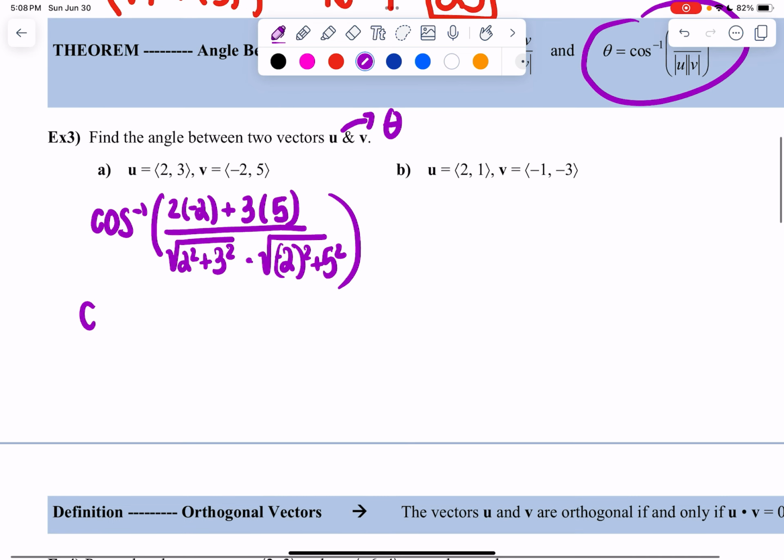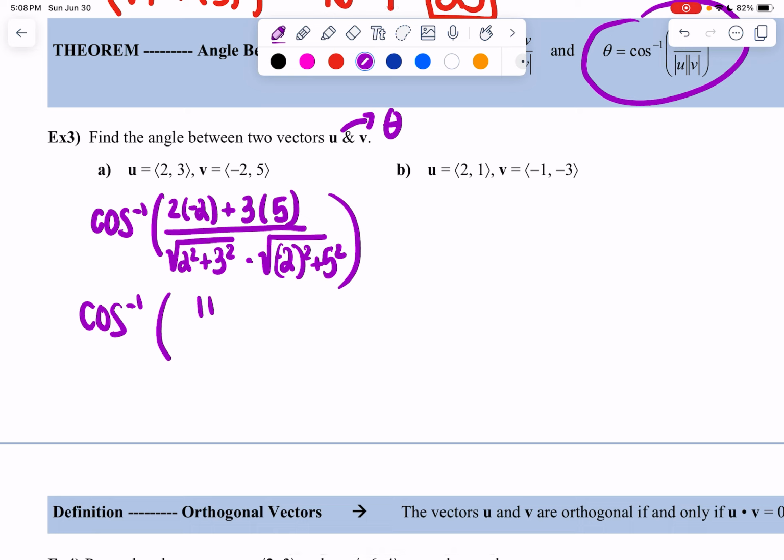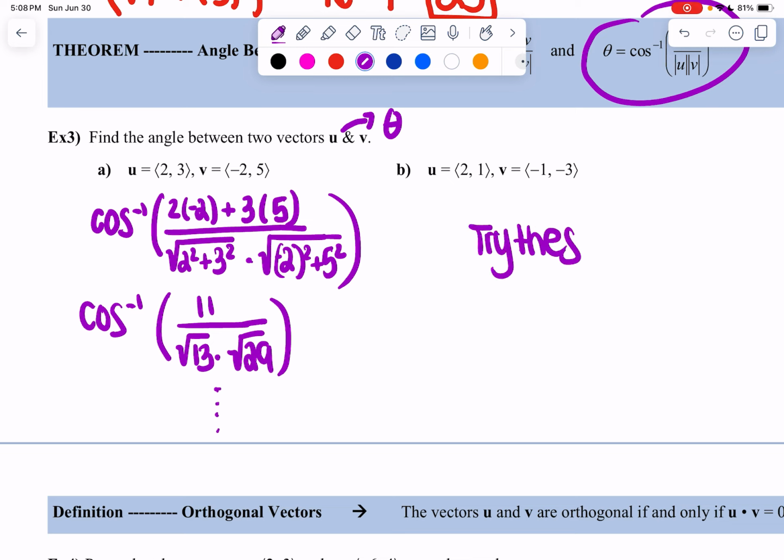So simplifying that, you would get cosine inverse equal to -4 plus 15, and so that would be 11 on top. And then on the bottom, 2 squared plus 3 squared is going to be 9 plus 4, so that would be 13. And then multiply by 2 squared plus 5 squared, 25 plus 4, that would be 29. And then just simplifying from there and finding the cosine inverse would be the way. I would ask my students to try these problems, to see how you do.